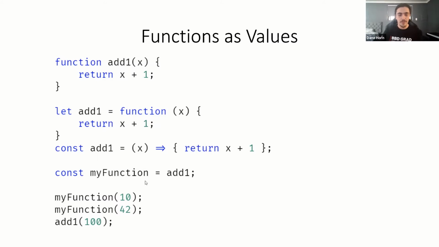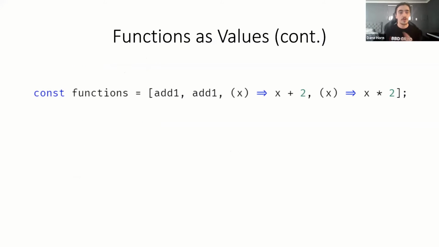They're functionally the same. And so just to, again, prove that functions are values, we can now move this function around. We can move add1 into a variable called myFunction, and then call myFunction, and it'll have the same functionality as add1. So we can call myFunction as many times as we want, and we can call add1 as many times as we want. Also, to hammer the point that functions are values, we can have an array of functions, and this is going to be very, very important later on in this talk.